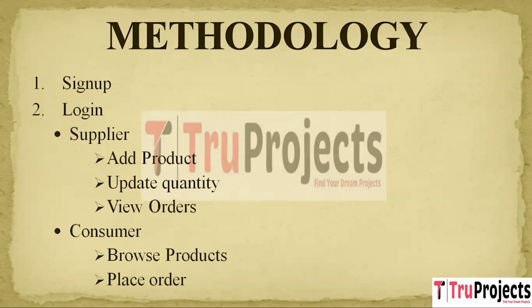So in consumer modules, the first one is Browse Products. Within this module, consumers can search and view product listings. They can filter products based on various criteria, helping them find the items they want to purchase. And the next one is Place Order. Here, consumers are provided with a click here link. By clicking on it, they can place the orders.